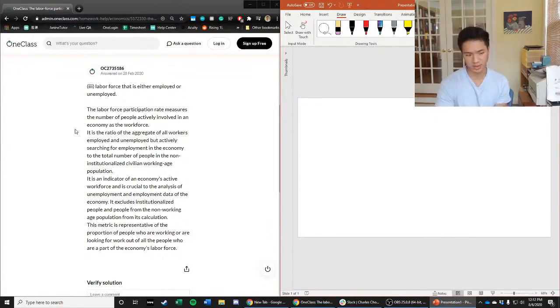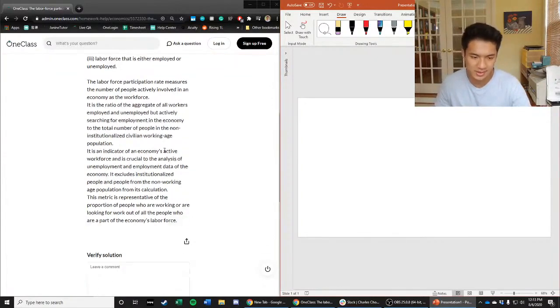Now let's take a look at their explanation to see why they reached that answer choice. They said that the labor force participation rate measures the number of people actively involved in an economy as the workforce. It's a ratio of the aggregate of all workers employed and unemployed, but actively searching for employment in the economy, to the total number of people in a non-institutionalized civilian working age population. That's so far correct. It is an indicator of an economy's active workforce, and it's crucial to the analysis of unemployment and employment data of the economy. It excludes institutionalized people and people from non-working age populations from its calculation. This metric is representative of the proportion of people who are working or are looking for work out of all the people who are a part of the economy's labor force.